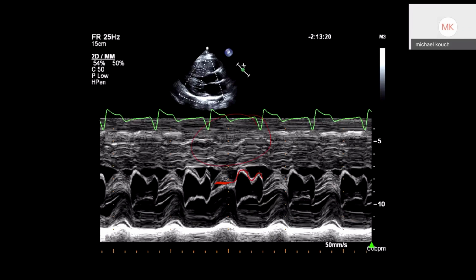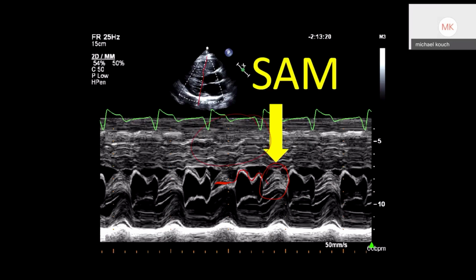But we come back here, this looks different. Doesn't look different to me. What's different about it? Yeah, for some reason, it's hitting up against my intraventricular septum, right? We're looking through this line if you look at the top of the screen here. So something is moving up. This is called SAM, or systolic anterior motion of the mitral valve, right? And this is something that's very well seen on M mode.